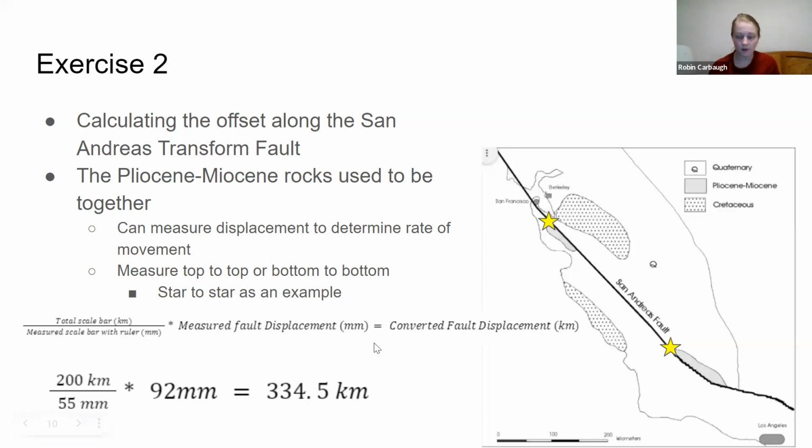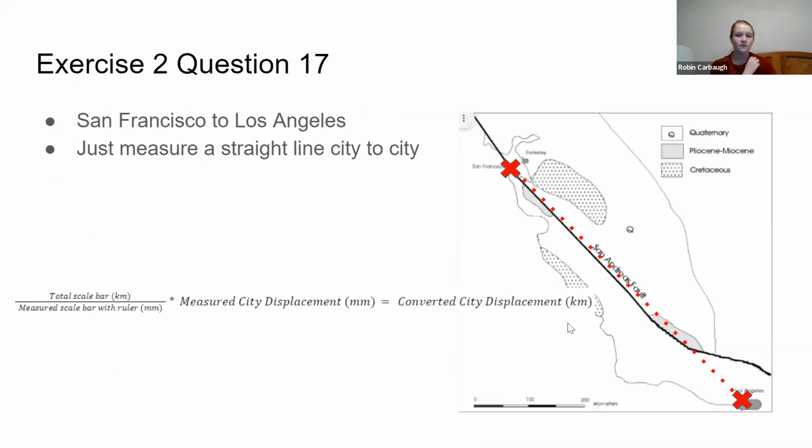But then when you multiply these together, you'll get the converted fault displacement. So I got around 300 kilometers. So that's saying this distance is 300 kilometers. It also asks you to do the same thing from San Francisco to Los Angeles. And that could be a little confusing since your fault is bending. Don't worry about it. Just measure a straight line, just like this, X to X here.